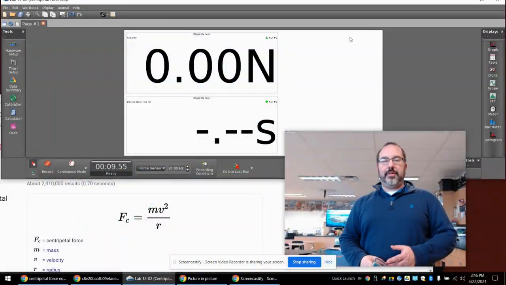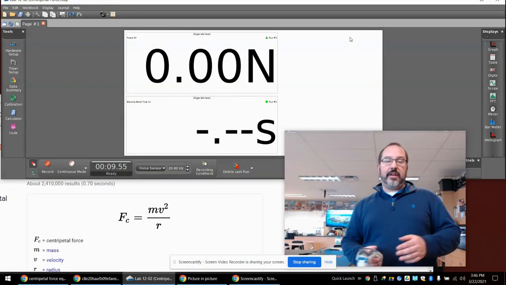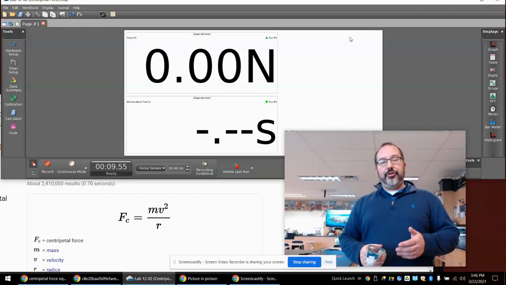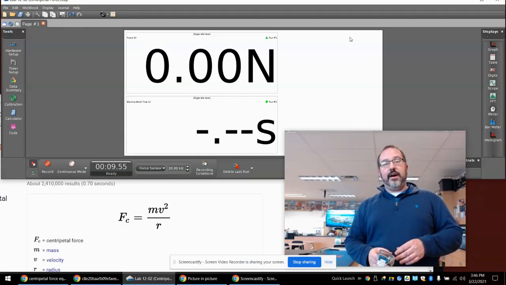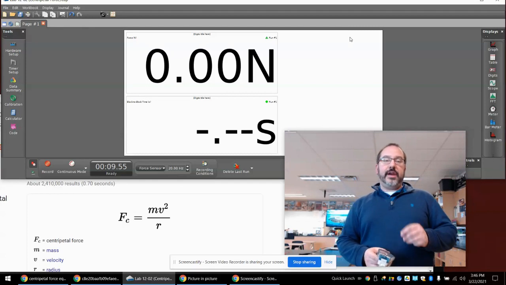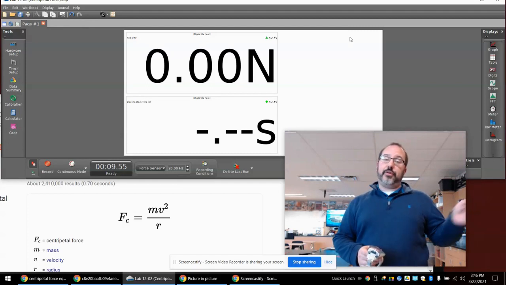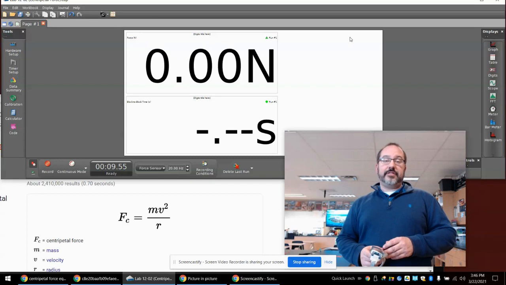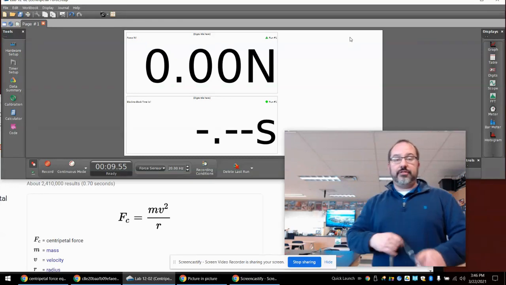Today we're going to talk about centripetal force. We're going to do this using the centripetal force apparatus created by PASCO. Ultimately, what we're going to take a look at is how changing the mass or the velocity or the radius of an object affects the centripetal force that is experienced by that object to keep it in its circular path. Here we go. Let's do this.